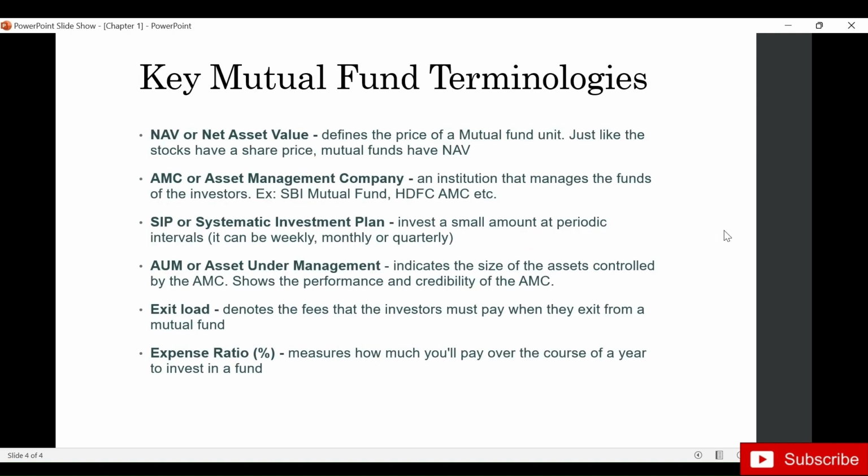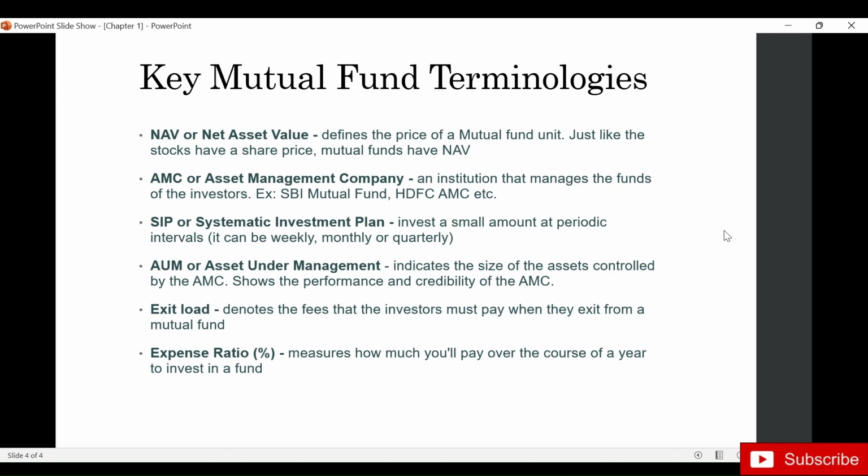In this lesson, we are going to talk about the key mutual fund terminologies. Coming to the first term, which is NAV or net asset value. The net asset value defines the price of a mutual fund unit. Just like in the case of stocks, we have a stock price, in the case of mutual funds, we have an NAV or net asset value.